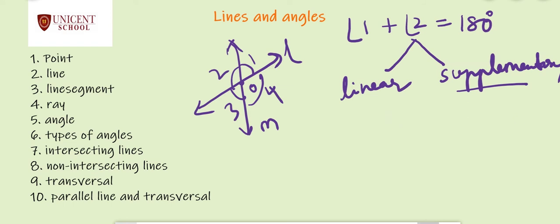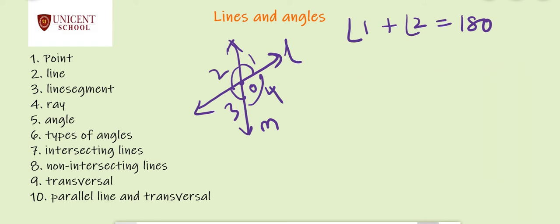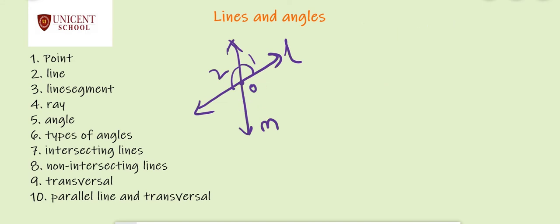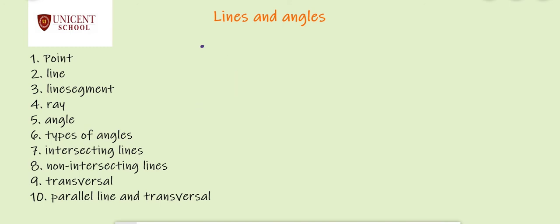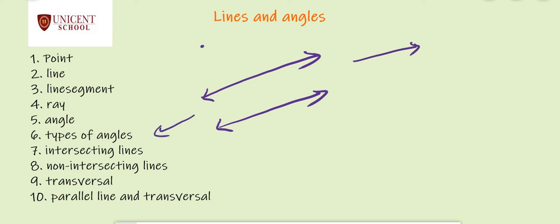And what are non-intersecting lines? When we take two lines and extend it indefinitely in both the directions, they never meet. Such lines are called as non-intersecting lines, or I can call it as a parallel lines. So if I take these two lines, and when I extend either to my right or to my left, both the lines, they never meet. Such lines are called as non-intersecting or parallel lines.